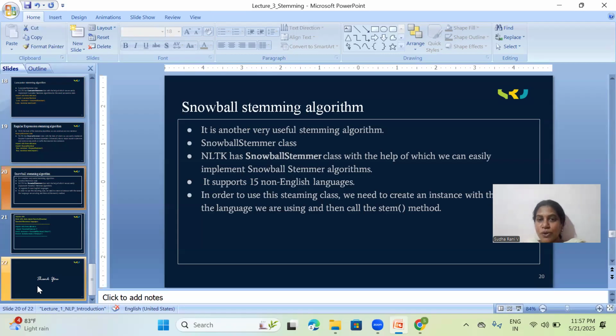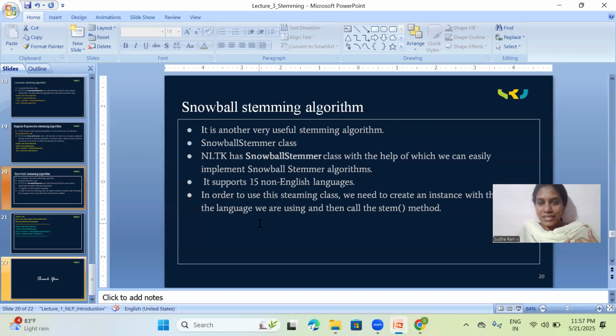It supports 15 non-English languages. I have said so many times that stemming is not only meant for English, and stemming can be applicable for any local languages or any other languages for which we want to generate the root word. So snowball stemming can be applicable. For the English language, Porter is the default one. The first type is the Porter stemming algorithm. So Porter is the default thing which we use when we are using the English language.